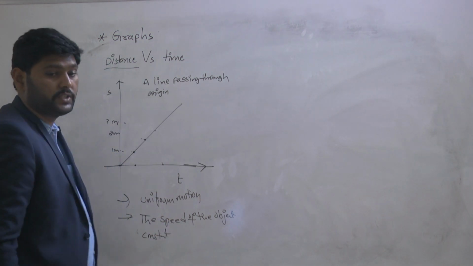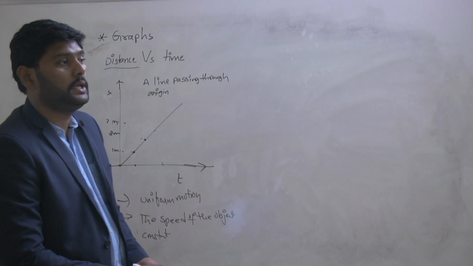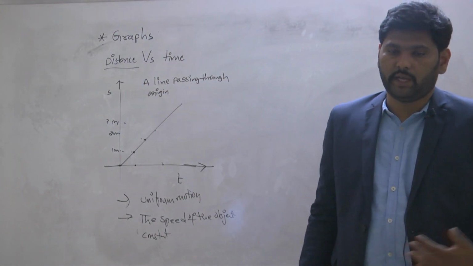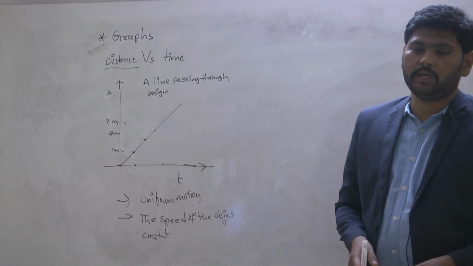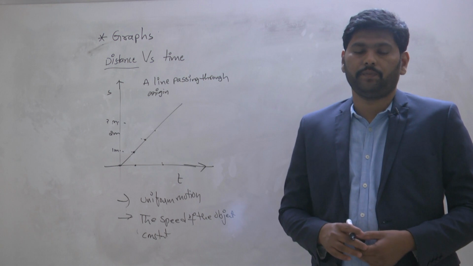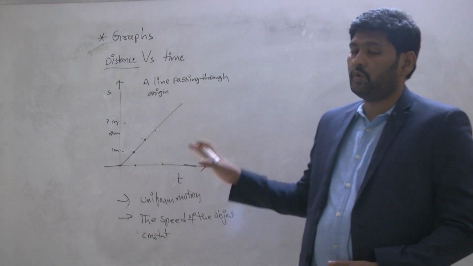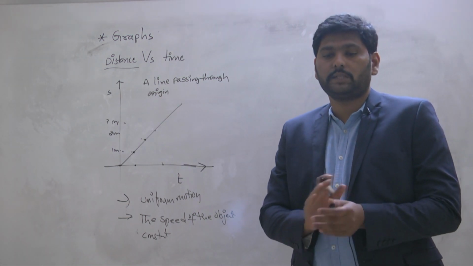The speed of the object is what? Constant. How do you know the speed of the object is constant? Because it is covering equal distances in equal intervals of time, which means that the distance traveled by the object divided by the time taken is the same. So you will get uniform speed. But in this graph, which thing represents that the speed is constant?